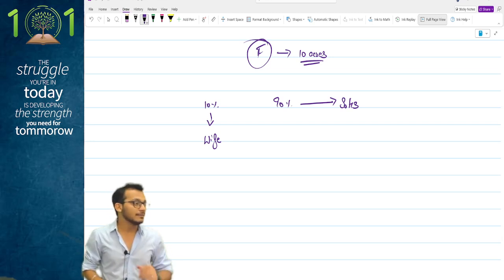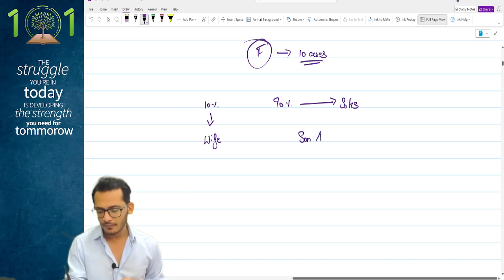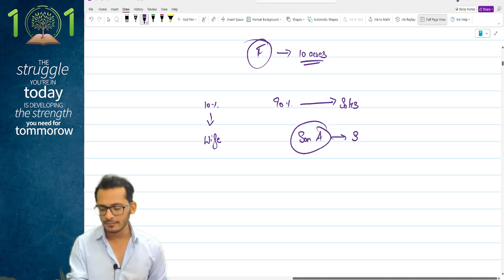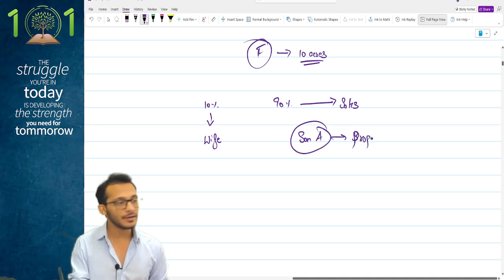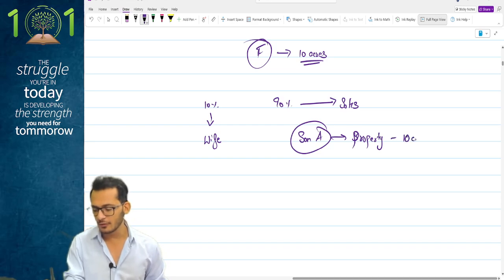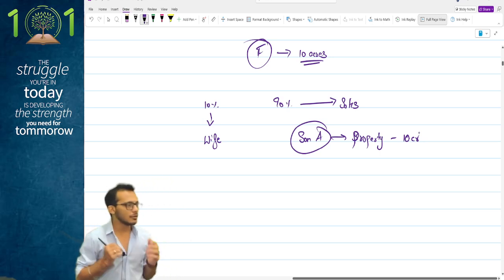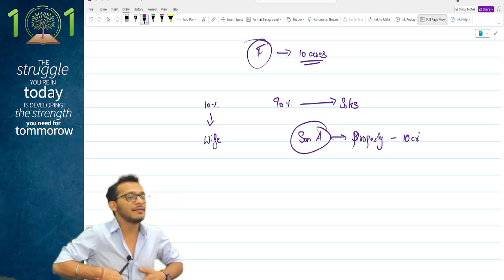The balance 90% can be split between the sons based on their agreed ratio. One day the father died. The eldest son A went and sold the property and received 10 crores for it.